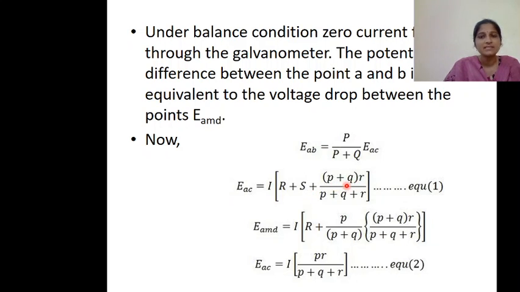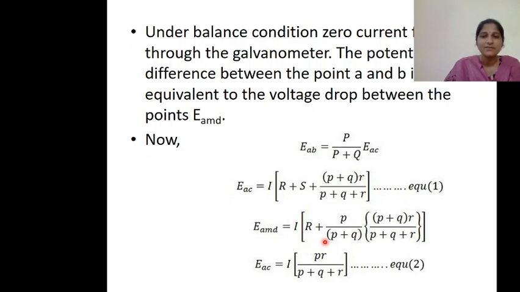So that means (P plus Q) into R divided by P plus Q plus R. So this is EAC. Now substitute this EAC value in this equation. That gives EAB is equal to P by P plus Q into this value. And what is this? This is EAMD. So EAMD is nothing but I into R plus P by P plus Q into (P plus Q) parallel R. So now EAC is equal to I into PR divided by P plus Q plus R.